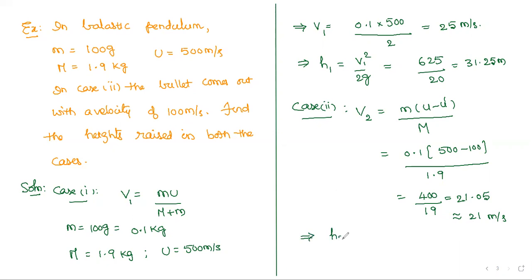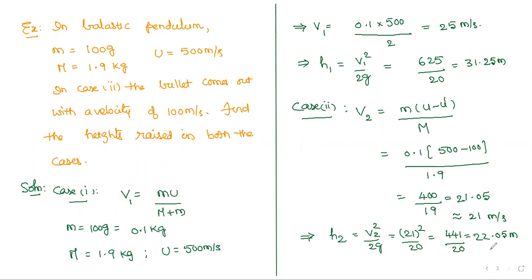That implies H2 is equals to, again the formula v square by 2g, this time V2 square, 21 whole square by 20. 21 whole square is 441, by 20, so that is 44.1 divided by 2, 22.05 meters. Now you see how much less you are finding out here.